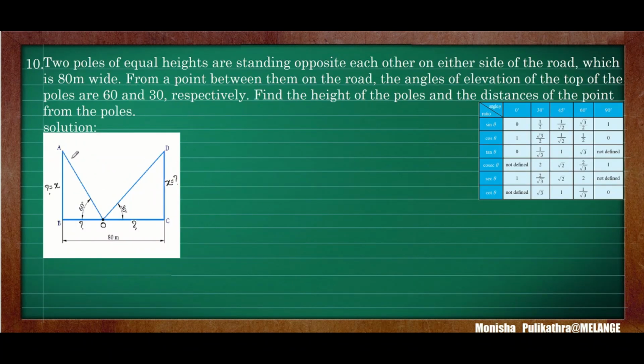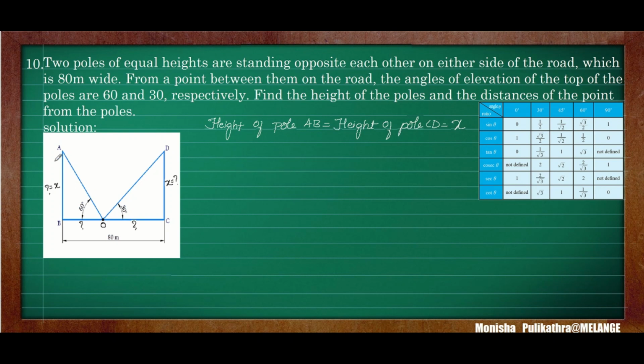The 10th problem is two poles of equal heights. We don't know the height of the pole, but the two poles are of equal height. Height of pole AB is equal to height of pole CD. So I have taken it as x. So both are equal to x because we don't know what is the height of the pole.